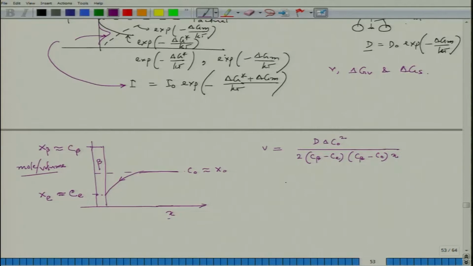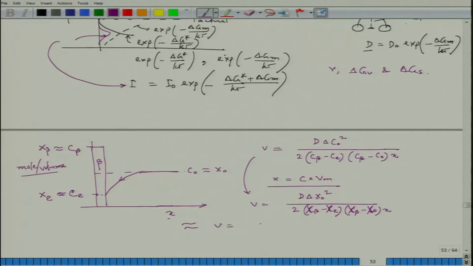If we consider that the molar volume does not change, and the molar volumes of alpha and beta are both similar, then we can write the mole fraction equal to the molar composition times the molar volume. So then I can replace this with V equal to D del x0 squared over 2 (x beta minus xe)(x beta minus x0) x, sorry, now everything would be converted into compositions in mole fraction. So this is x, the mole fraction.